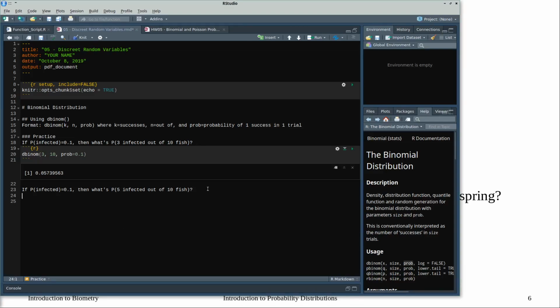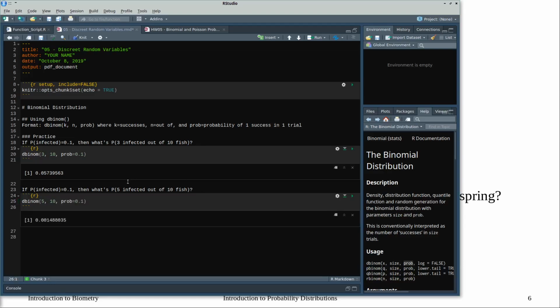Alright, I won't do it in the calculator, but I will do it in R so we can check our work. Again, it's dbinom. We want 5 infected fish out of a total of 10. Our probability of being infected is still 0.1. You should see that our chance of actually getting 5 out of 10 fish, if the probability of infection is 10%, is equal to 0.001.